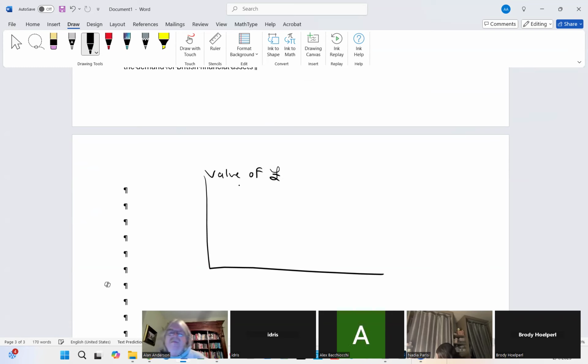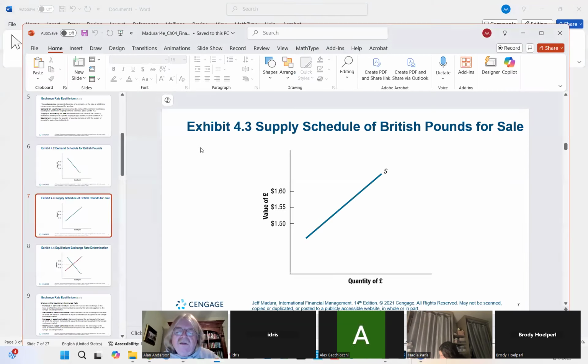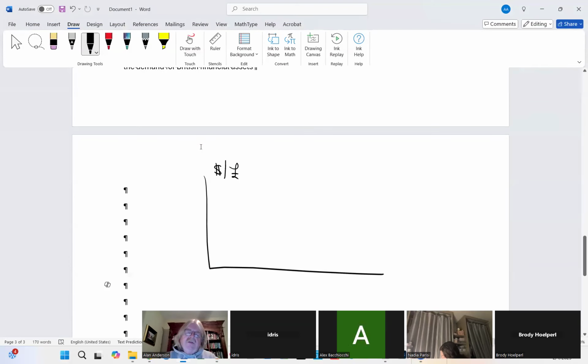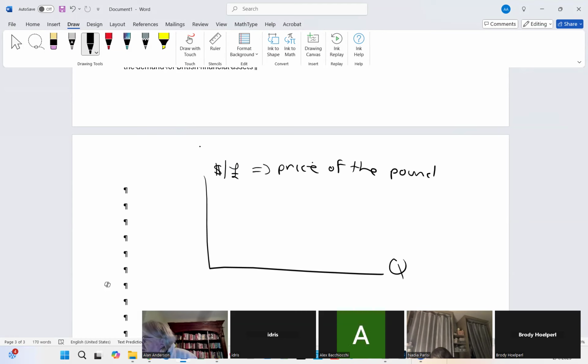Now, when they say the value, they mean the dollar price. I get that's kind of awkward in my opinion. I think what we should probably do is just write it as dollars per pound. And on the horizontal axis, it would be the quantity of pounds either supplied by Britain or demanded by the United States. So think of this as the price of the pound. And this would be the quantity of pounds.